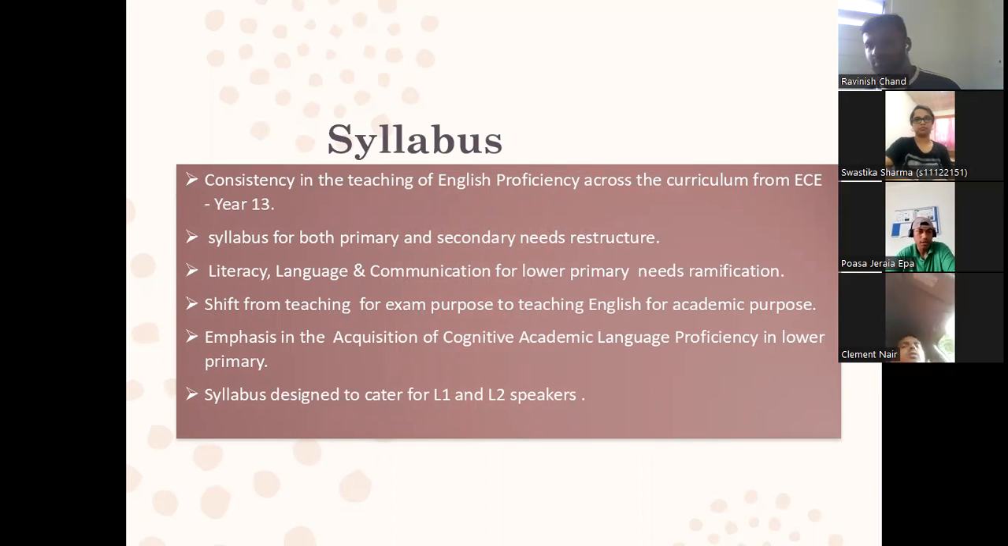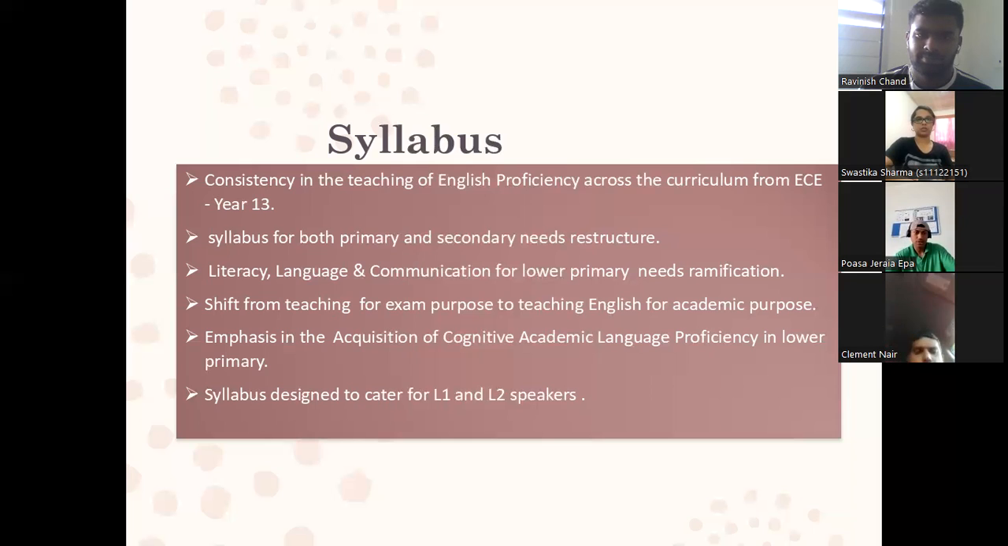Syllabus for both primary and secondary needs restructuring. Restructuring in the sense that the syllabus is the same when finishing high school and moving to university. Literacy, language and communication for lower primary needs ramifications. Shift from teaching for exam purpose to teaching English for academic purpose. This means that English shouldn't be taught just for passing the unit, but taught in a way that makes students stay.